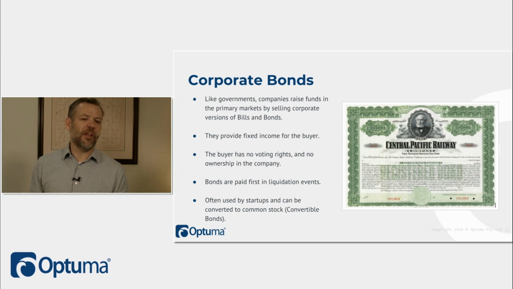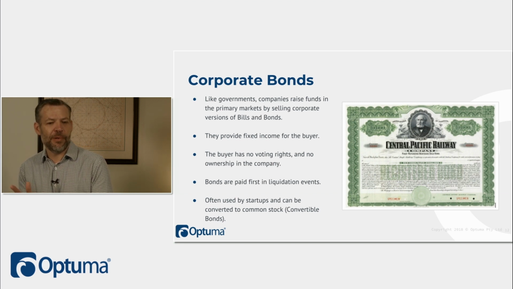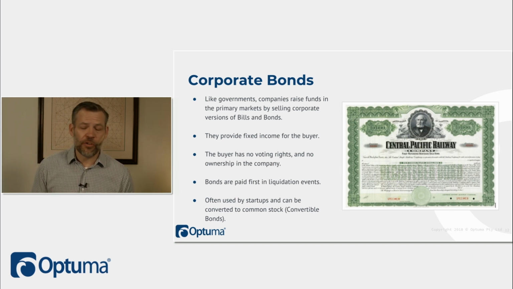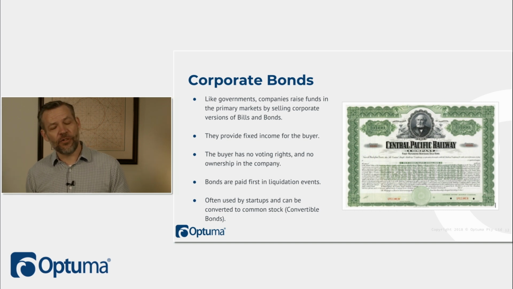All right, corporate bonds. Like governments, companies raise funds in the primary markets by selling corporate versions of bills and bonds. So it's a company just saying, here is a bond, buy that bond and we'll pay you interest and then we'll return the principal to you at the end. The buyer has no voting rights and no ownership in the company. Bonds are paid first in liquidation events, as already said, often used by startups and converted to common stock.